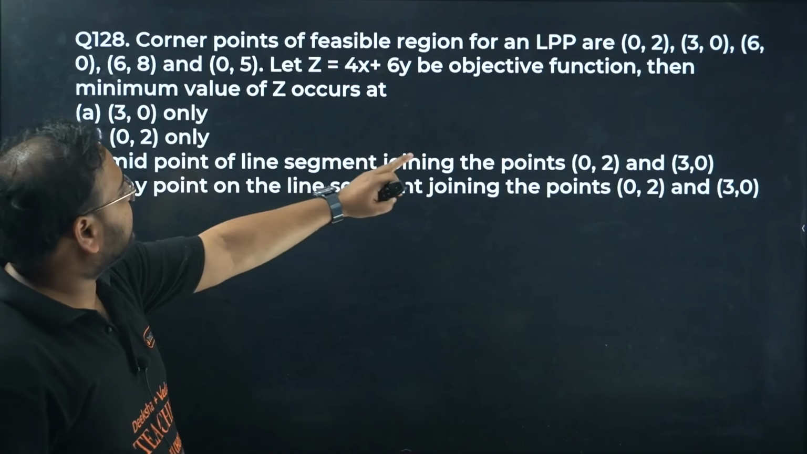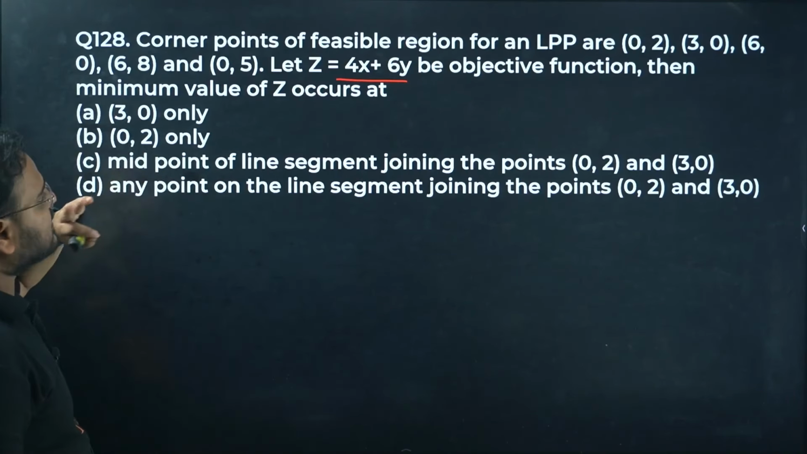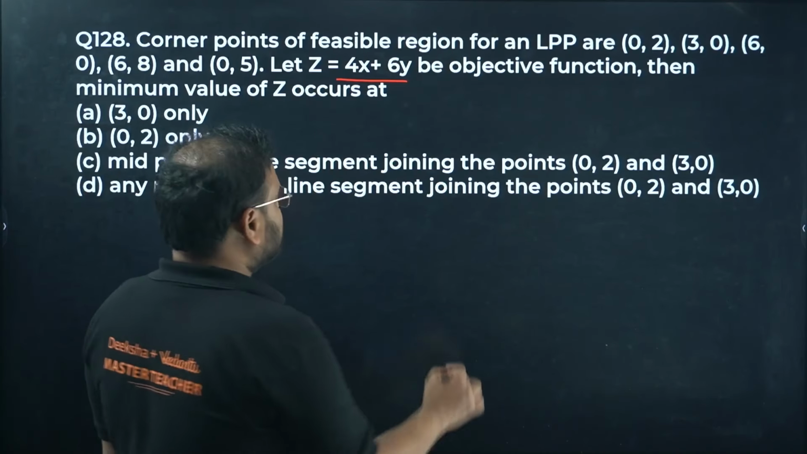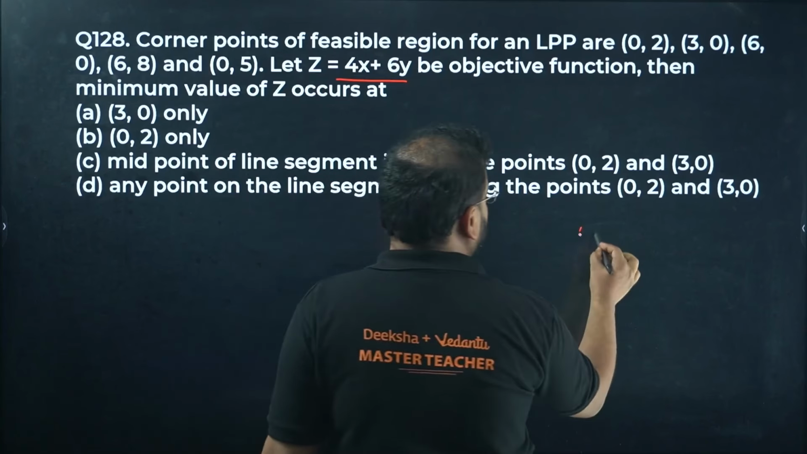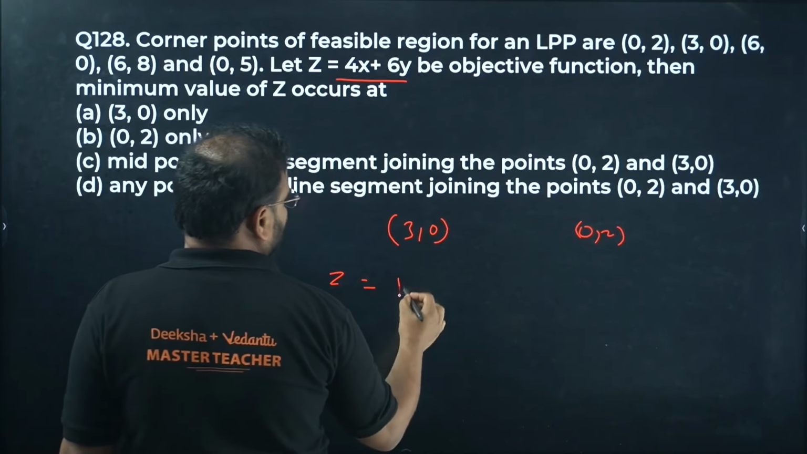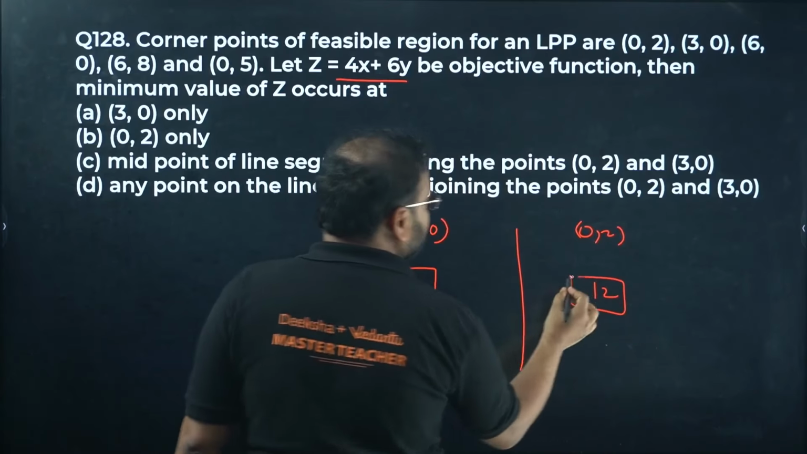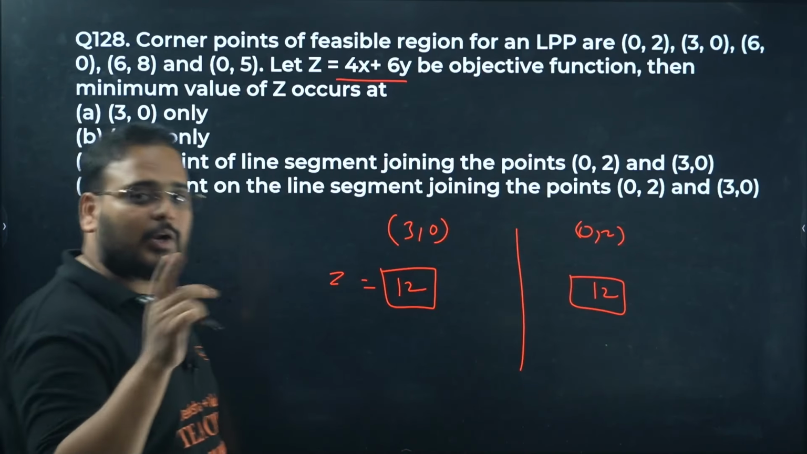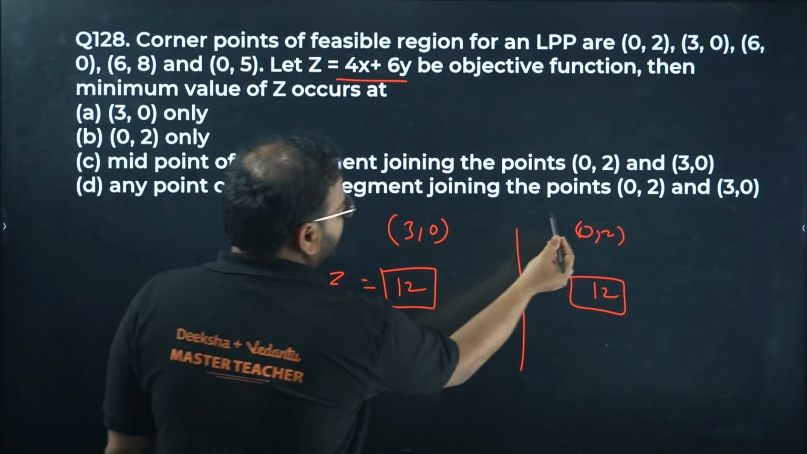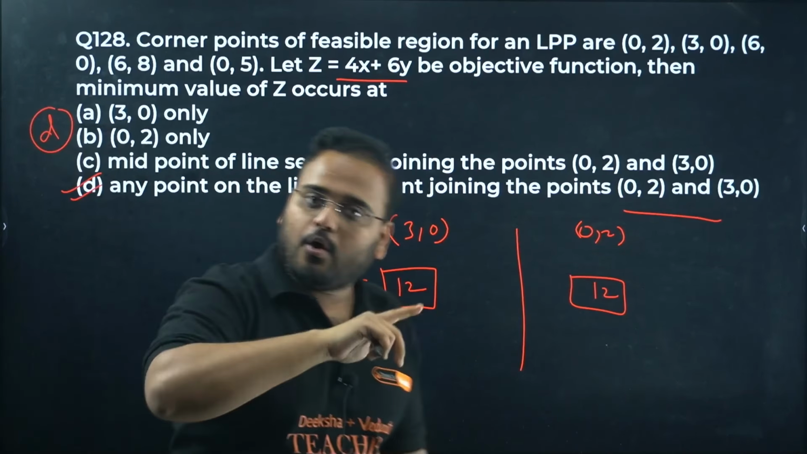Corner points are given. They have also given the objective function. They are saying which of the options are correct. Okay, minimum occurs at what point? Only 2 points are mentioned in every option, 3, 0 and 0, 2. Let's find the z value at both the points. So that is 4x plus 6y. So 12 over here and 12 over here also. They are both equal. It means the minimum value will occur at all the points on the line segment joining these 2 points. So minimum will occur at all the points joining these 2.